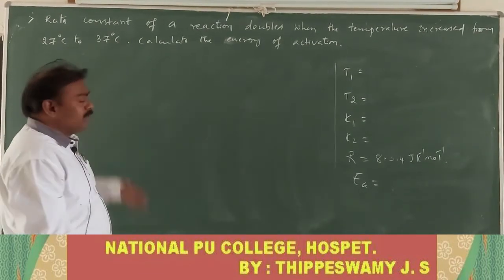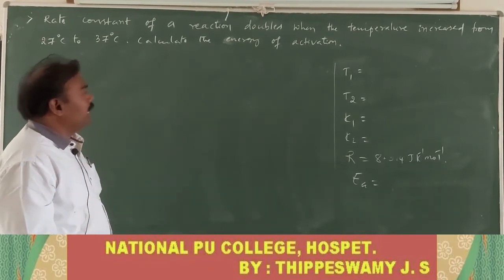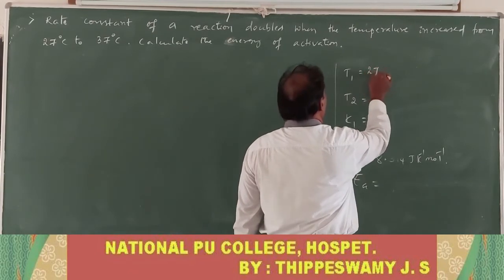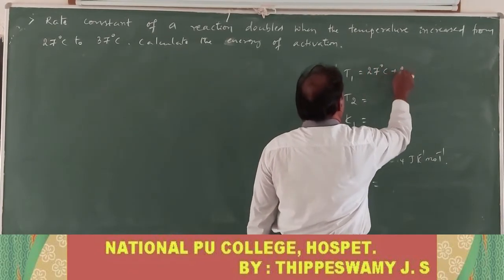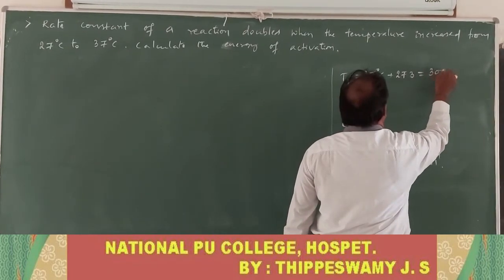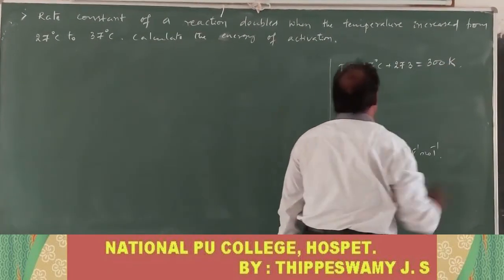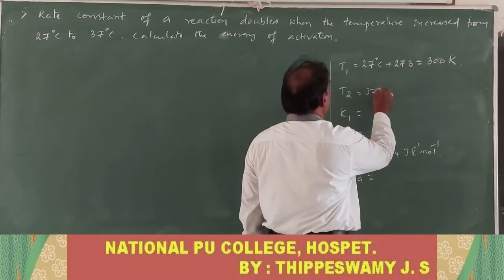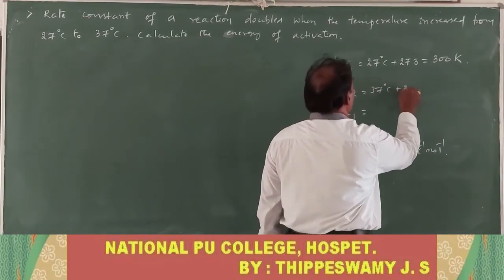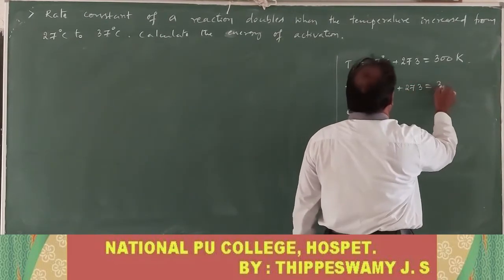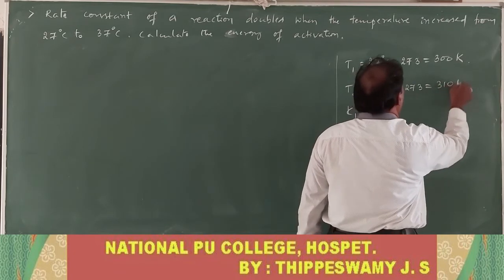Here also the same thing. You just go through the data. What is the value of T1? The lower temperature, that is 27 degrees Celsius only. You convert this into the Kelvin scale, that is 27 plus 273, equal to how much? 300 Kelvin only. Then what is the value of T2? That is 37 degrees Celsius plus 273, equal to 310 Kelvin. Following.